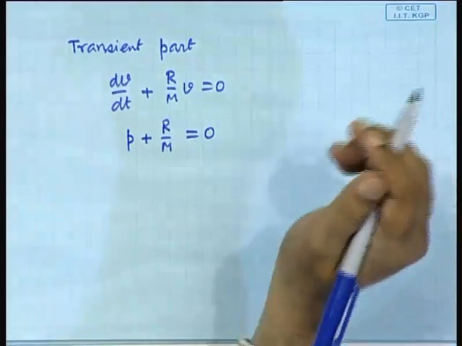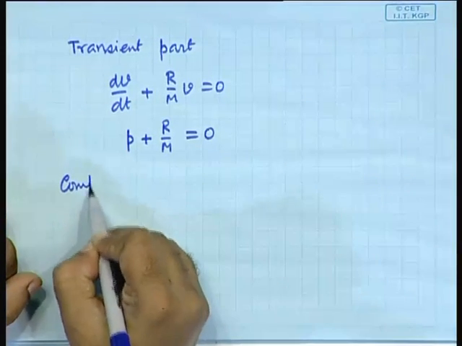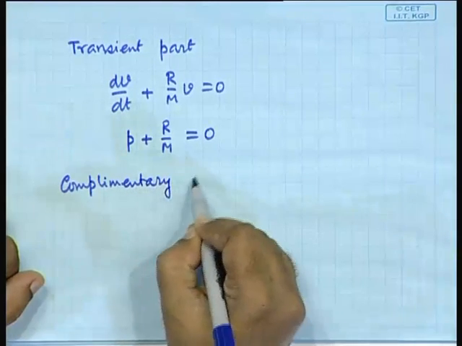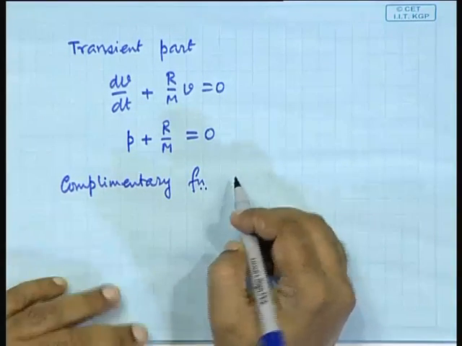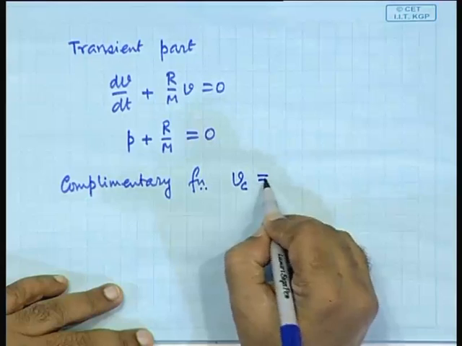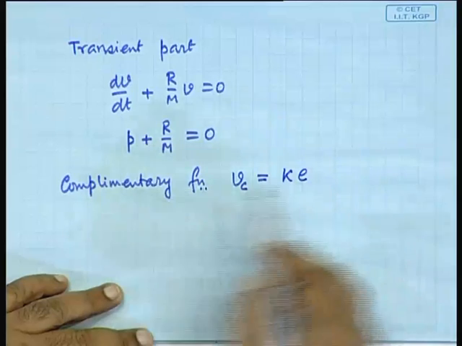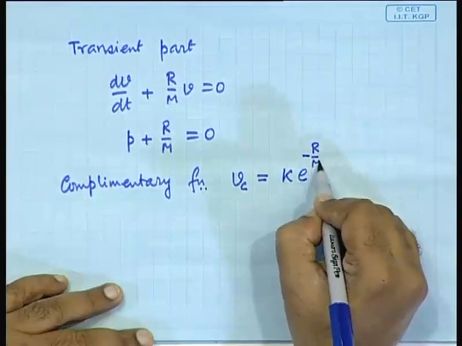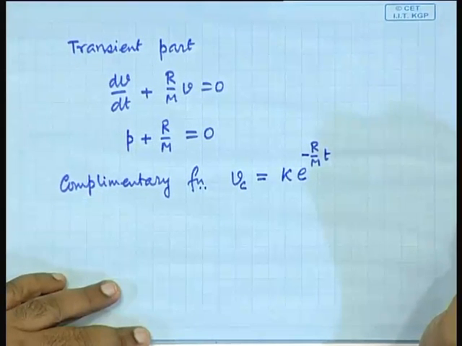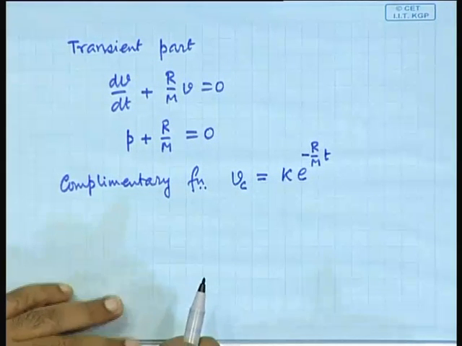So, you have the complementary function: V c is some constant k e to the power minus r by m times t, right. So, we now have the task of finding k. How would you find k?